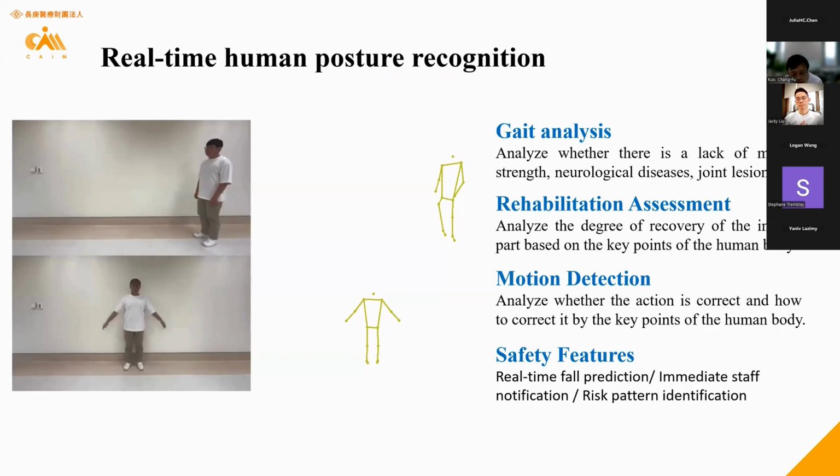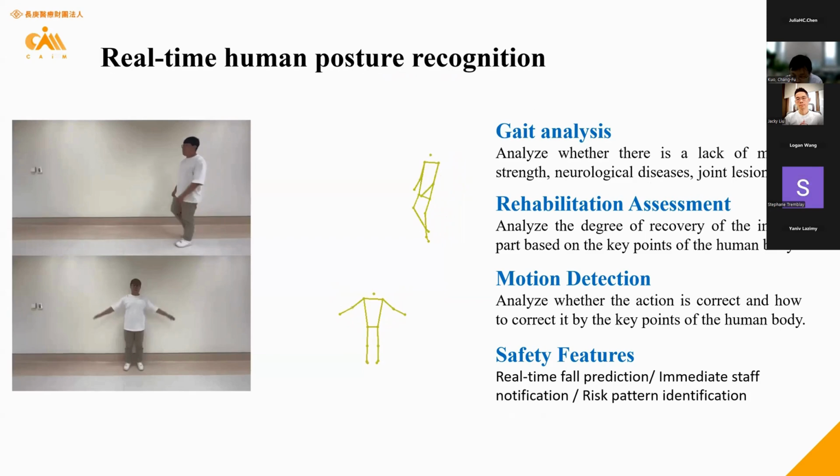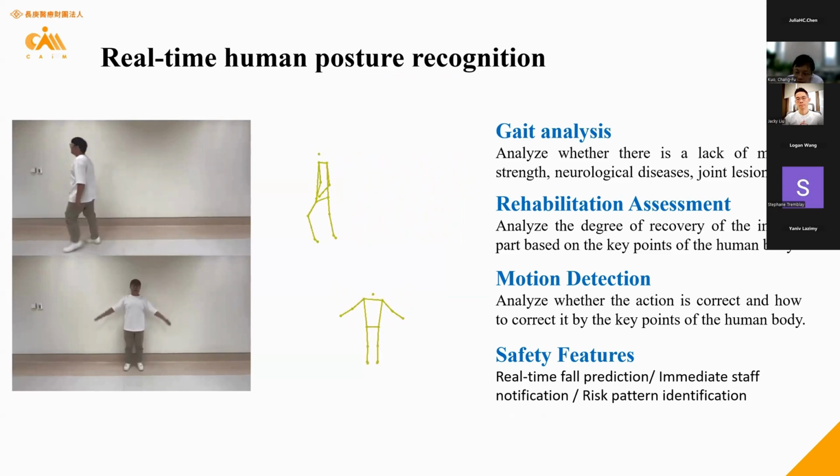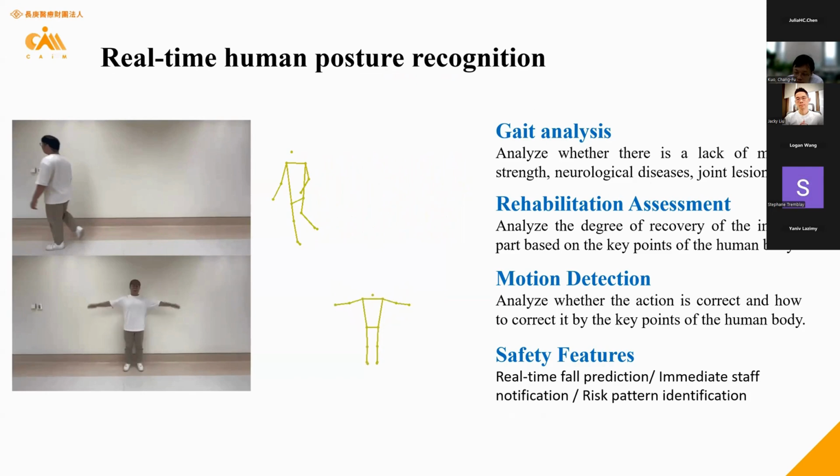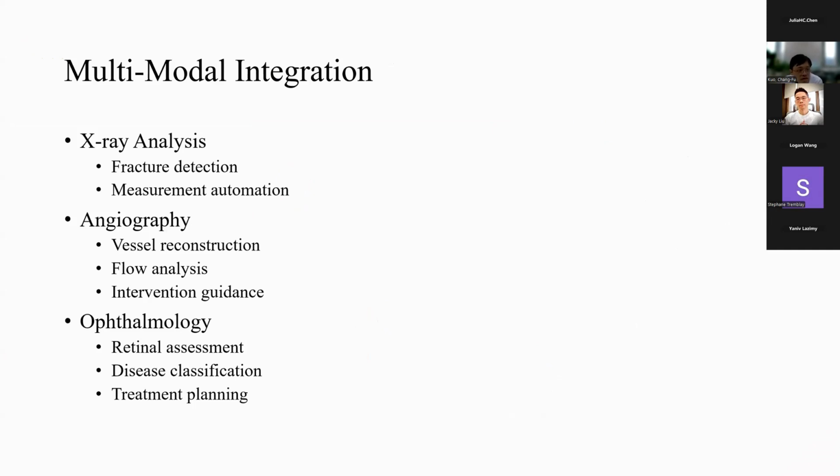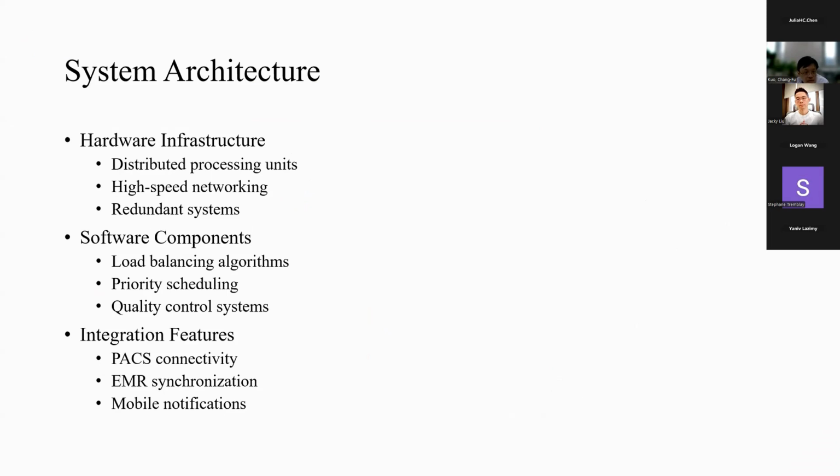Also, in hospital, we need to take care of the patient's risk of fall. So we need to do gait analysis and also improve the safety features, such as real-time fall prediction, and immediate stop notification to help the patient out of the risky pattern. So there is also multi-modal integration. We can integrate X-rays and angiographies and also some eye examinations.